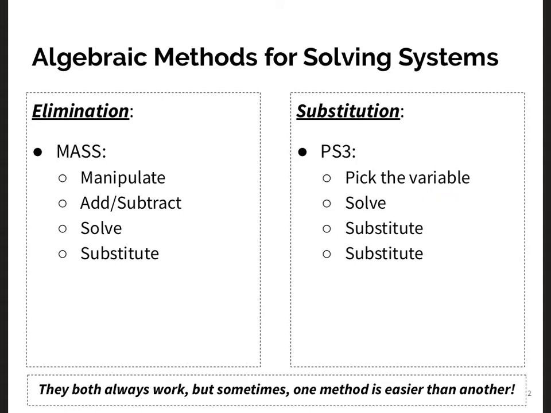So we pick the variable that we want to solve for, then we solve for it, then we substitute that expression that we just solved for into our equation, and then we substitute that value in to find the other remaining value. And regardless of which one you use, they will both always work regardless of whatever system you have. But sometimes one method is going to be easier than the other, or more efficient than the other. And so we want to make sure that we're picking the most efficient method.